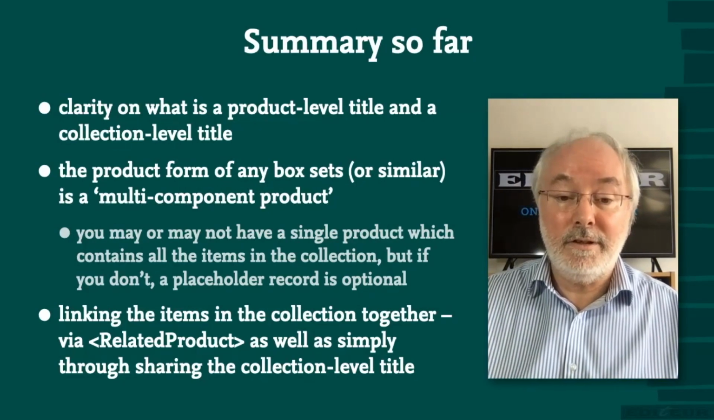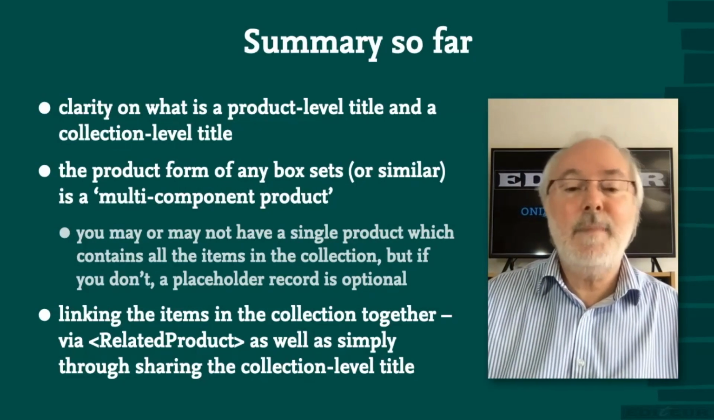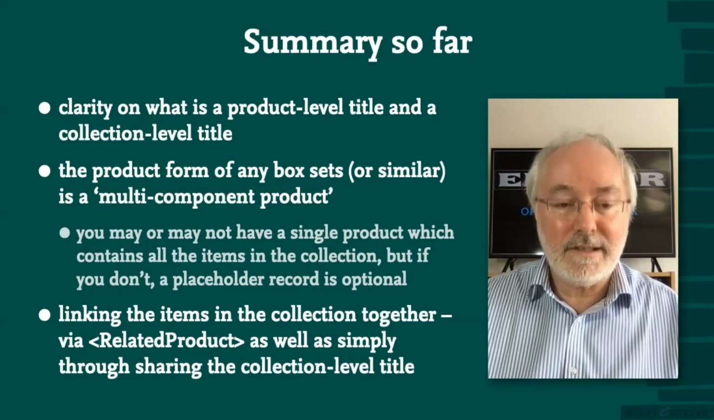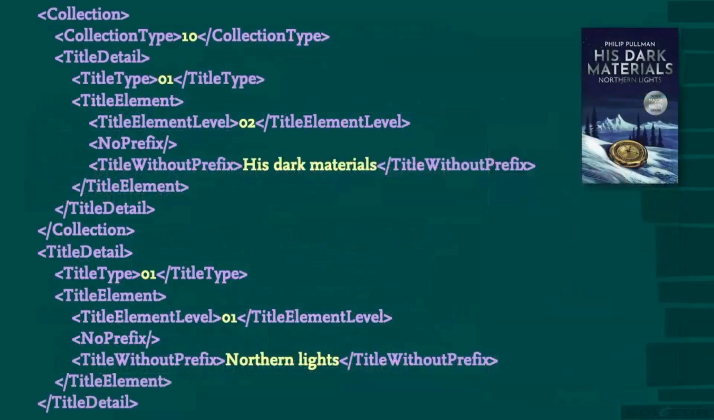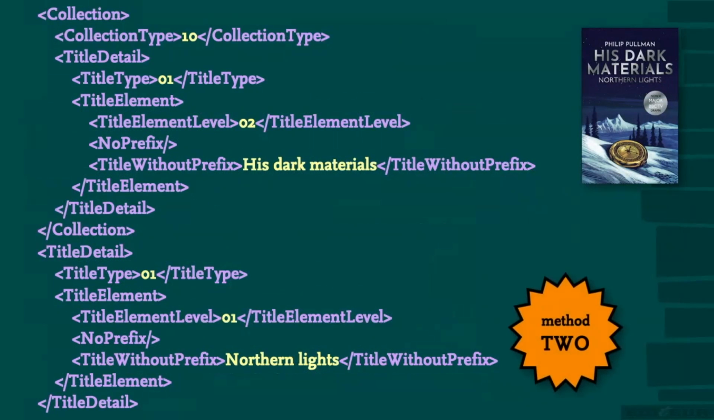So far, so good. Let's move on to a topic that's maybe the second most complex bit of ONIX 3. Now, we've already seen this on a previous slide. This is how the book title, Northern Lights, and the collection title, His Dark Materials, can be represented, with a collection composite holding the details of the collection title and the title detail composite outside of collection holding the book title. However, this is only one of two different ways of doing it, and it won't always be the right way. Okay, we'll call this one method 2.